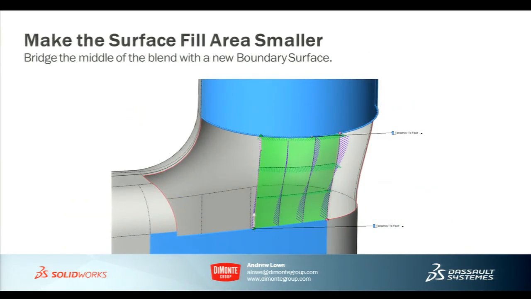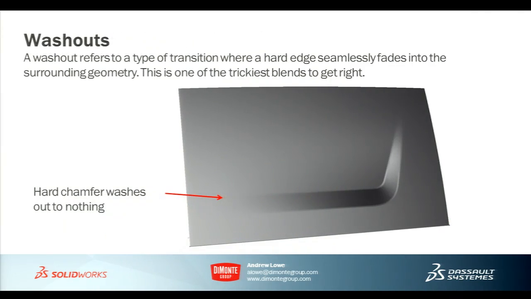So here we need to make the blend surface fill area smaller. We use a boundary surface for that. The final kind of blend I'd like to discuss today is the washout. So the washout refers to a type of transition where a hard edge seamlessly fades into surrounding geometry.